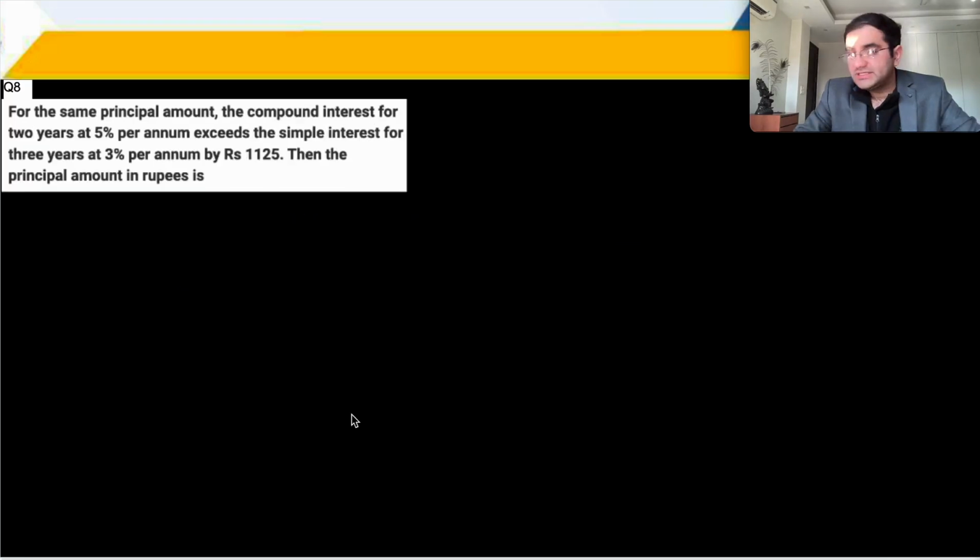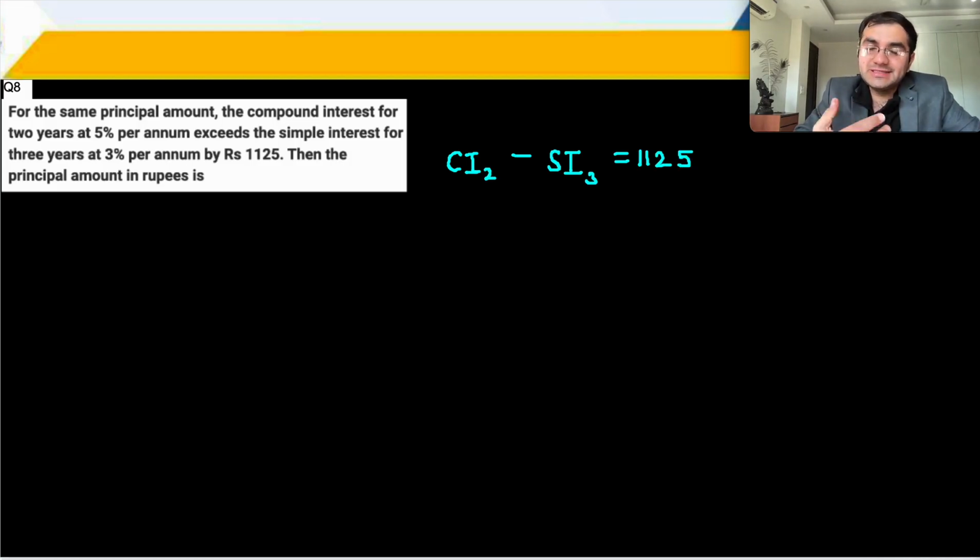Next question is a standard SI-CI question where the difference of CI and SI is given as 1125. CI for 2 years at 5%, SI for 3 years at 3% is 1125. You will notice that the rate is different, and very often the rate is the same. Here it is different. So what is compound interest for 2 years? From theory we know I can write it as 2PR plus PR square. Instead of R, I'll write R1 to indicate 5%.